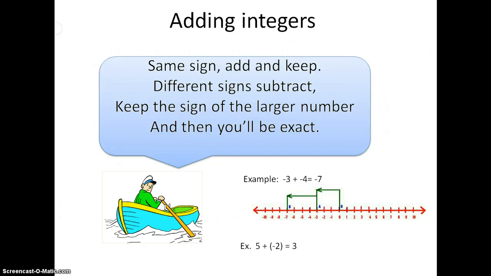But if you have an example that has different signs, as in the song above, your different signs mean you're going to go in two directions. So in this case, you're going to go 5 to the right, and then you're going to come back left 2. So you're left with the difference between these two numbers, and the answer keeps the sign of the larger number.